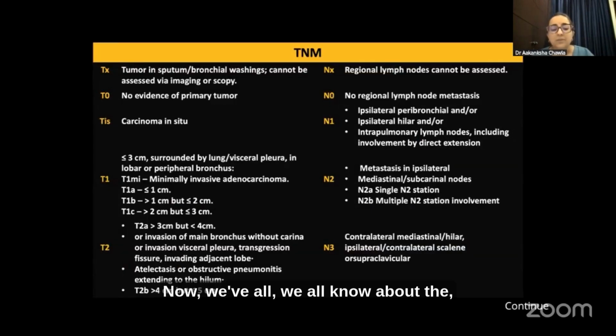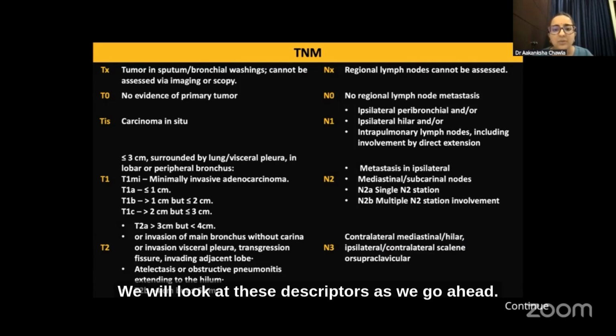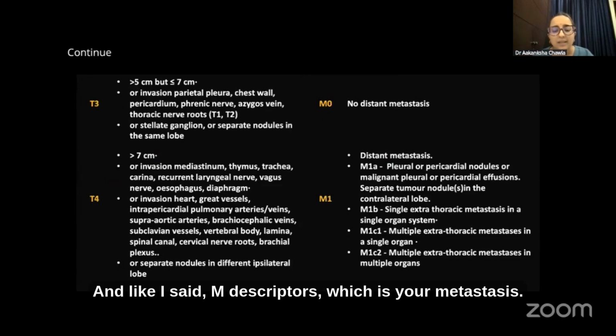Now, we all know about the T descriptors, the N descriptors, and the M descriptors. So T is basically a tumor. TX is your tumor which is diagnosed in sputum, bronchial washings, and it cannot be assessed via imaging or scopy. T0 is no evidence of primary tumor, and TIS is carcinoma in situ. We will look at these descriptors as we go ahead. And like I said, M descriptors, which is your metastasis.